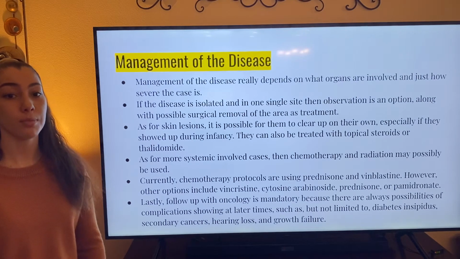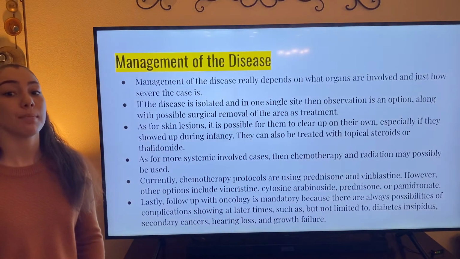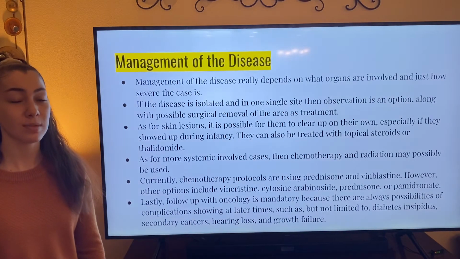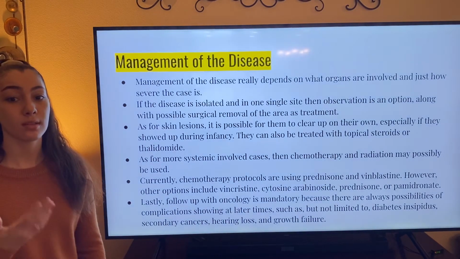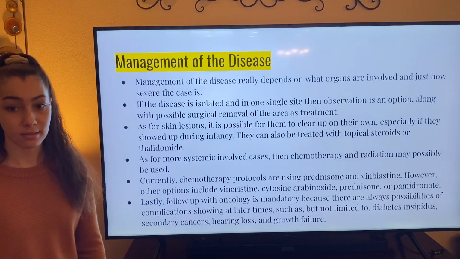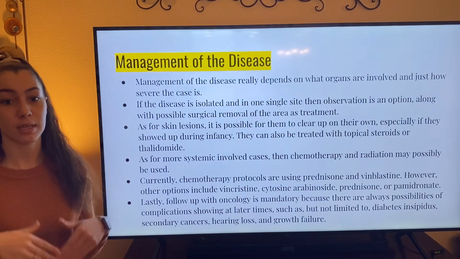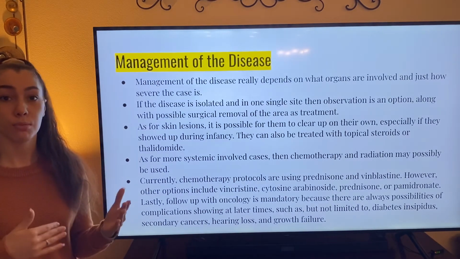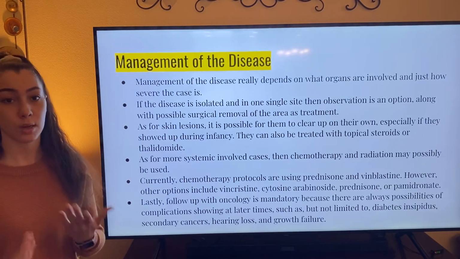Lastly, follow-up with oncology is mandatory because there are always possibilities of complications showing at later times. Like I mentioned before, they are not limited to, but include diabetes insipidus, secondary cancers, hearing loss, and growth failure. There are more, but those are just a couple examples that I wanted to provide.